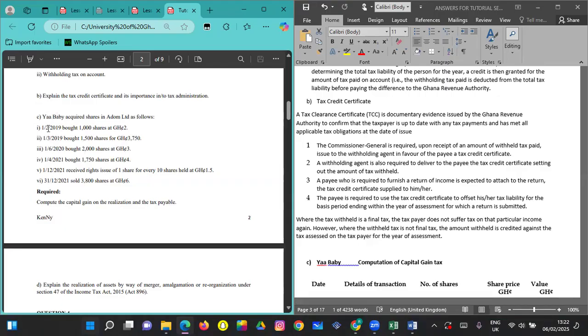Question 1. Baby acquired shares in Adom Limited as follows. First, in February 2019, bought 1,000 shares at this price. In March, 1,500 at this. Then in June, bought 2,000 at this. And then in April 2021, bought this at this. And then in 2021 again, she had a rights issue of 1 for every 10 shares, at 1.5. And then sold 3,800 shares at 6.